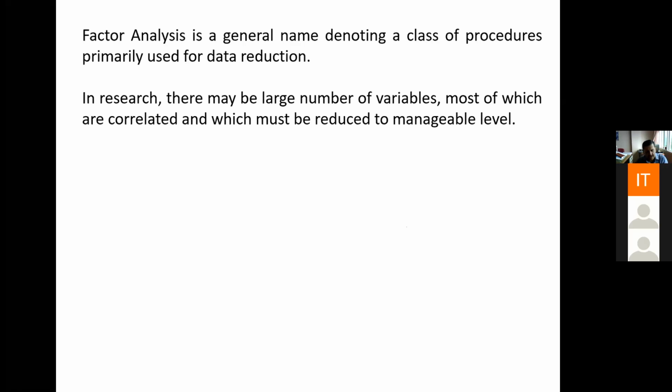This technique will group the similar kind of items or statements under one factor. Then the second set of similar statements will be grouped under a second factor. So earlier we had to deal with 30 statements or items, but factor analysis has reduced those 30 items to a manageable number of 5 factors.